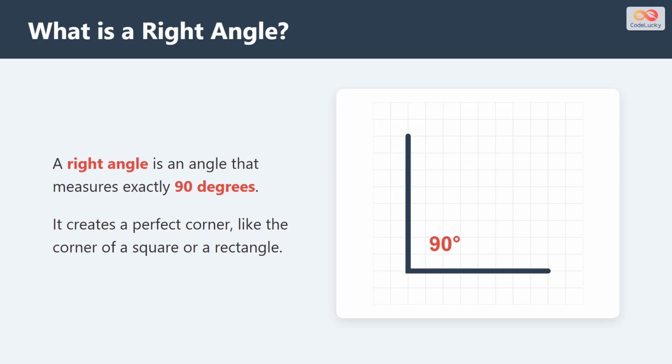So, what exactly is a right angle? In geometry, a right angle is an angle that measures exactly 90 degrees. It is the type of angle you see at the corner of a square or a rectangle.